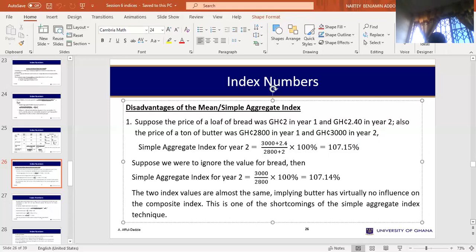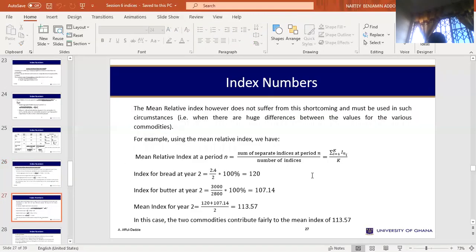All right. If we want to do the simple average, then we have 2.4 over 2 times 100, and 1,300 over 2,800 times 100. So the mean will be the two indices over 2, and that makes sense. In this case, the two commodities contribute fairly to the mean index.